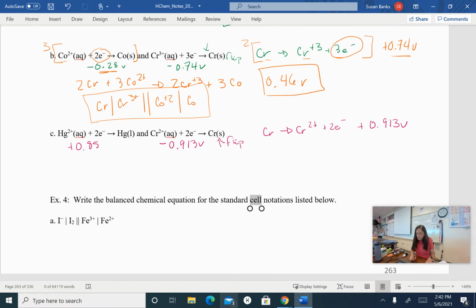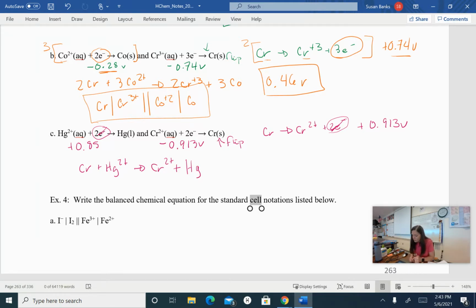Okay, so once again, let's look at our electrons. We've got 2 electrons here and we've got 2 electrons here. So they actually cancel out quite nicely. So when we put both of these equations together, we will have chrome plus mercury plus 2 going to chrome plus 2 and mercury. Okay, so that will be our overall notation, or our overall reaction.